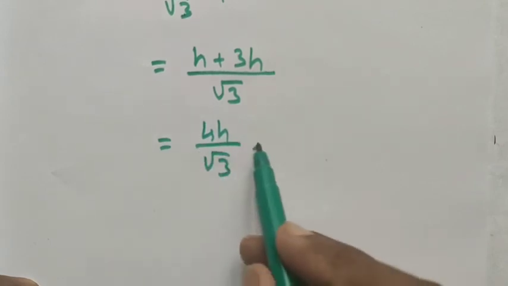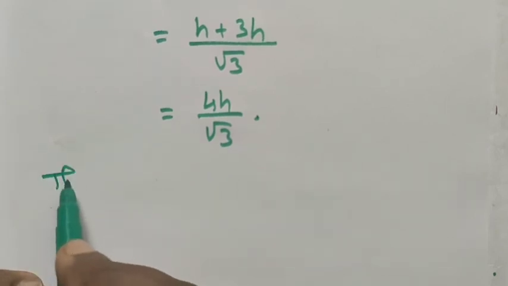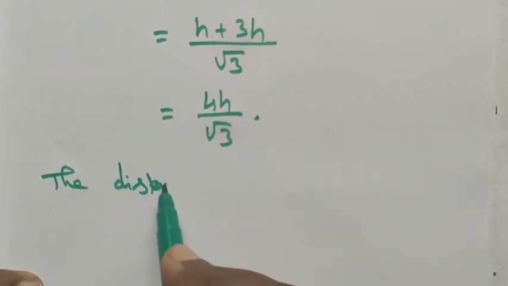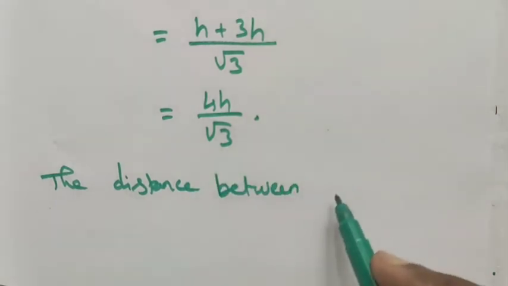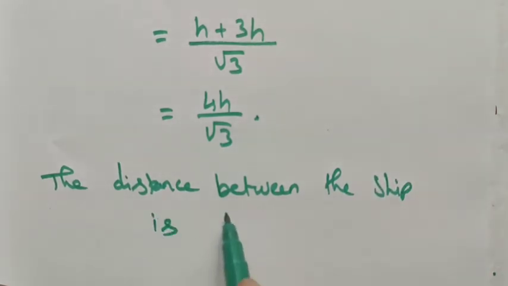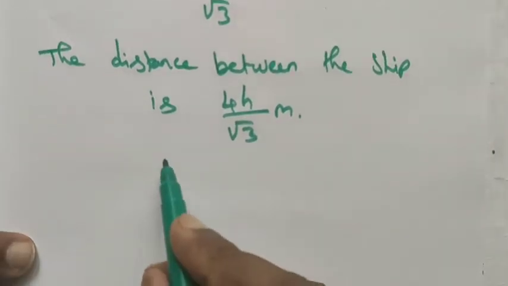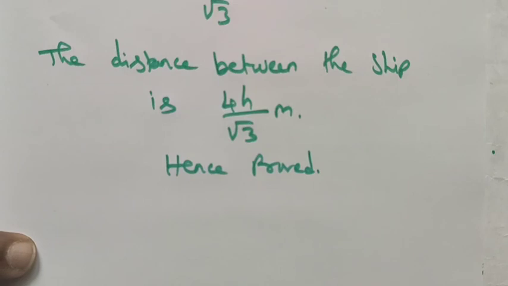That is what we wanted to show. So the distance between the ships is 4h divided by root 3 meters, hence proved. Thank you, students.